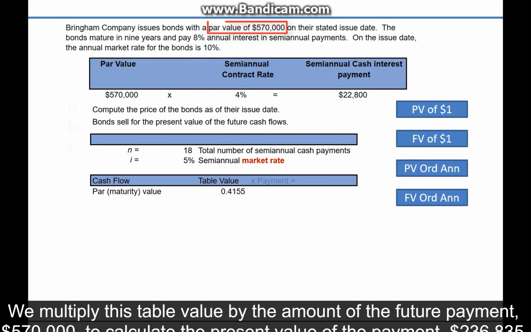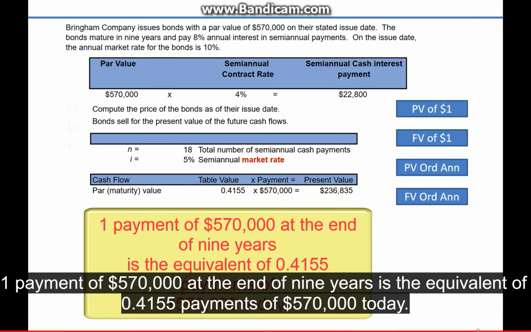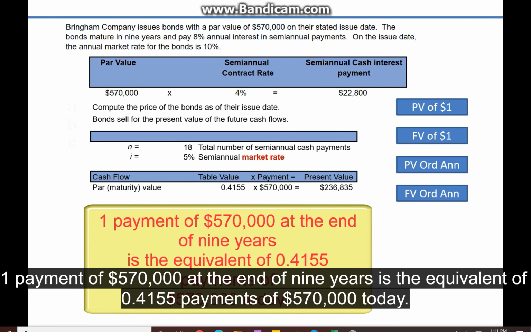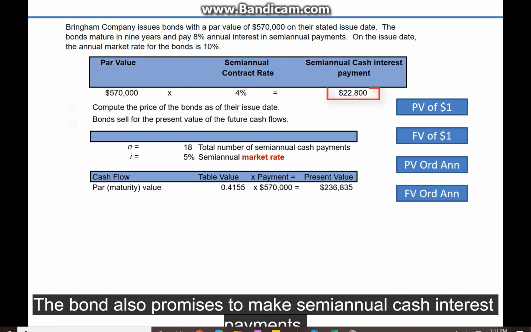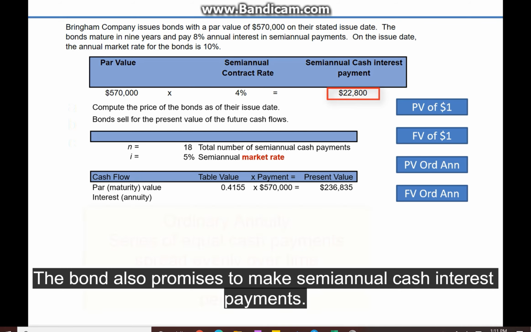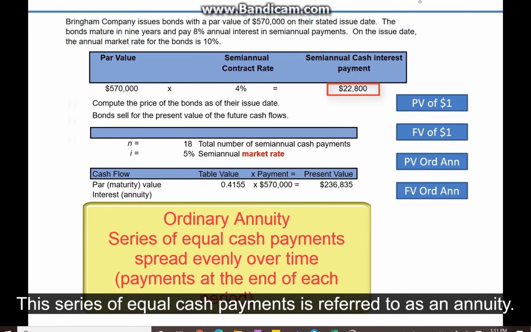We multiply this table value by the amount of the future payment, $570,000, to calculate the present value of the payment, $236,835. One payment of $570,000 at the end of 9 years is the equivalent of 0.4155 payments of $570,000 today. The bond also promises to make semi-annual cash interest payments. This series of equal cash payments is referred to as an annuity.